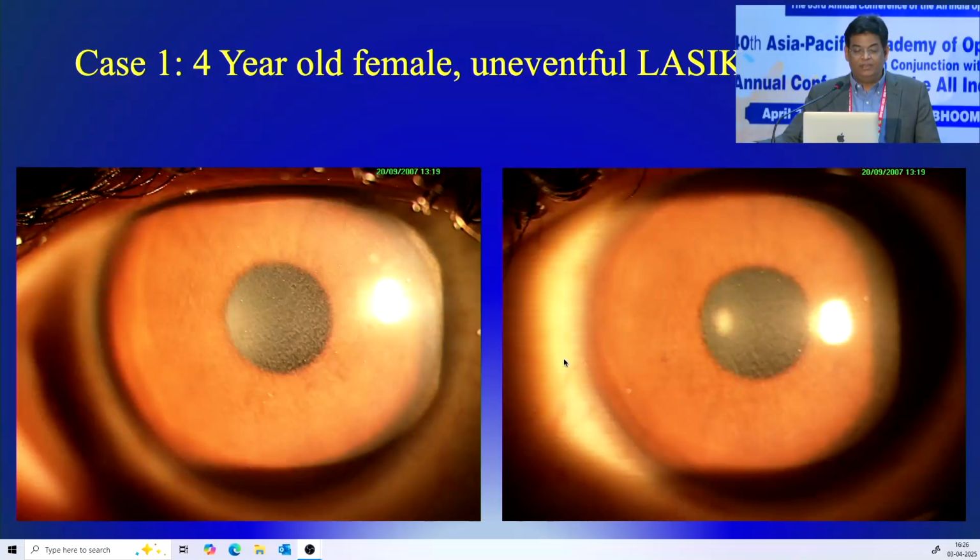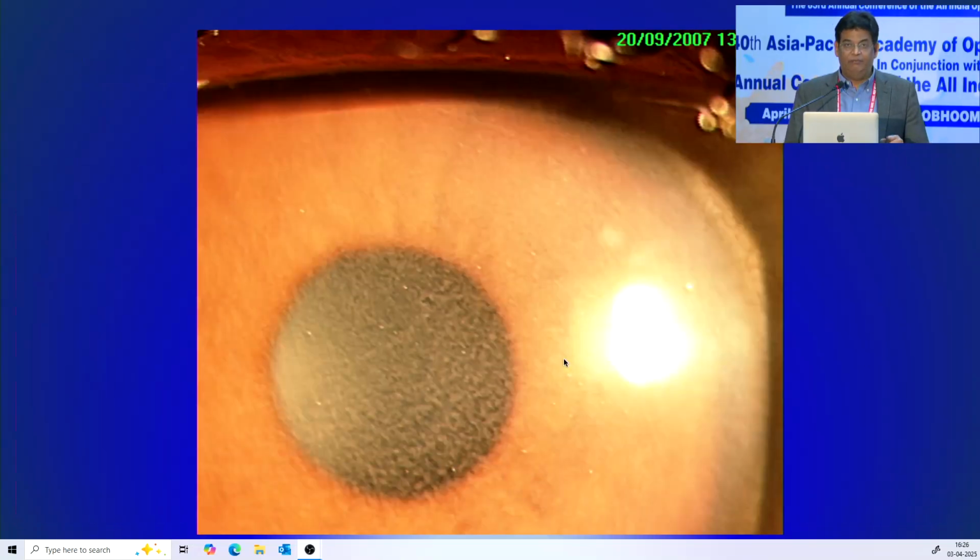For example, now, this was a 24-year-old female actually. She presented after uneventful LASIK, and on the first post-op day, I was shocked to see this appearance. It looked as if sand had been thrown into the interface. There was a haze of the cornea, and the patient was complaining of blurring of vision.